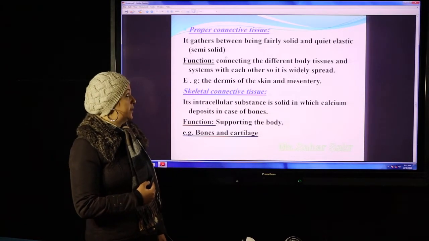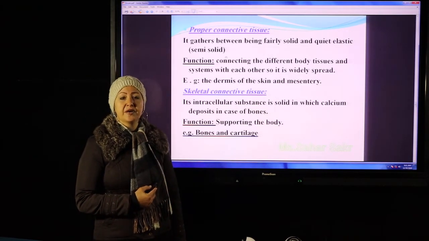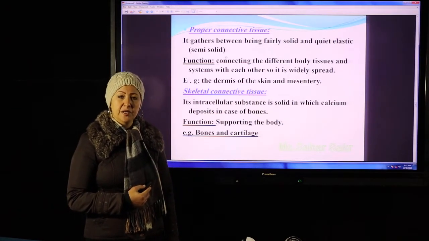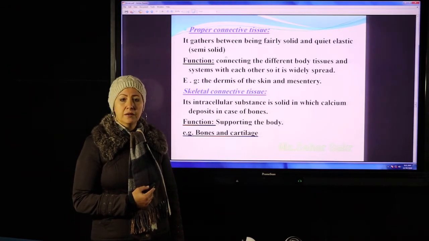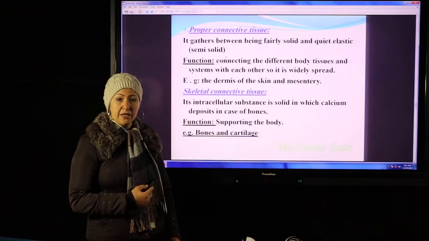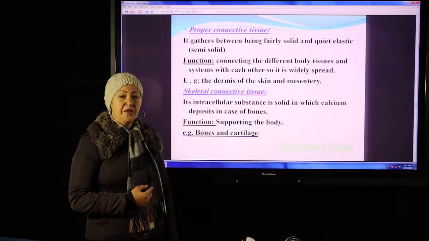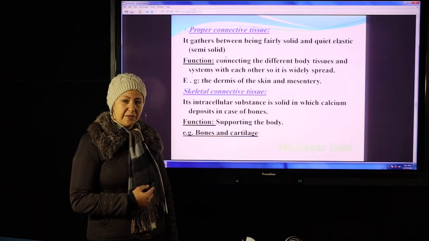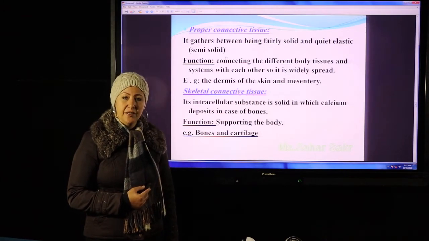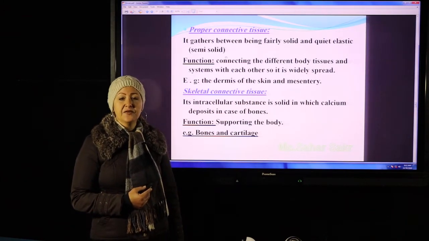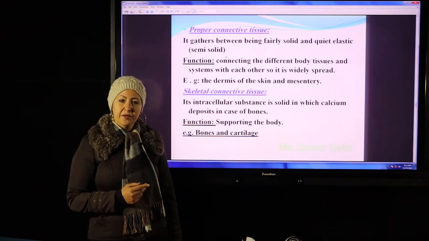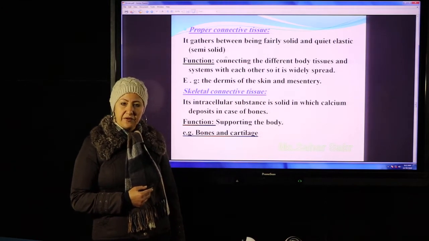Let's talk about each one in detail. What are the proper connective tissues? The proper connective tissue, here, the intracellular substance between the cells is semi-solid. It means it is between fairly solid and quite elastic. Like what? Like the mesentery. What is the mesentery? It is the membrane that binds the loops of the small intestine together to prevent its squealing during the passage of the food inside.